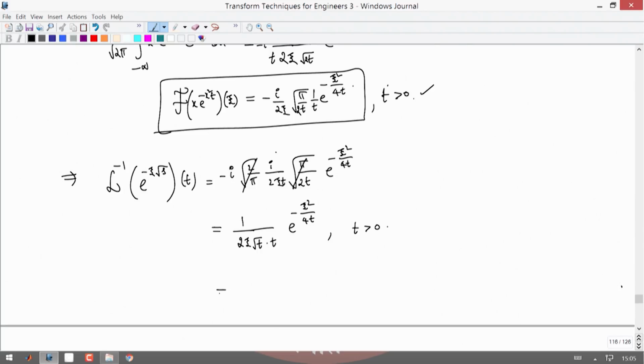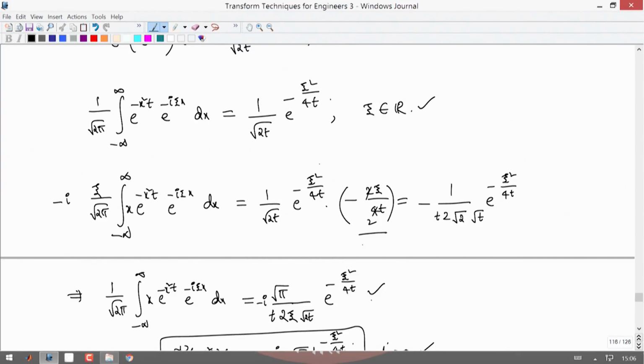If you rewrite it, t you can write as square root of t square here. So, when you differentiate this integral, what you have is minus I x; there is no xi here.